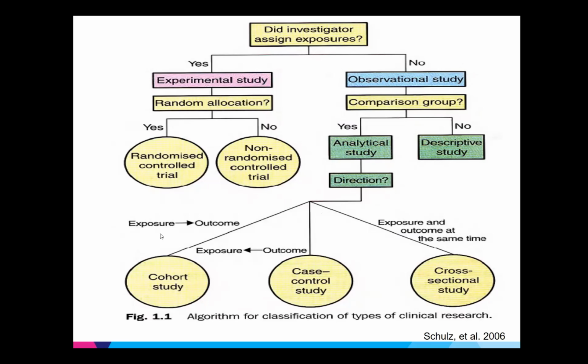And now you're looking at the direction of the exposure and the outcome. If you first had an exposure and you're looking at outcomes, that's going to be your cohort. If you have an outcome that you're looking at, but now you want to see if there were exposures, that's your case control study. And if you're looking at both exposure and outcome at the same time, that's a cross-sectional study. Okay, so it's all about the exposures and randomization versus not, and then when exposures were known.